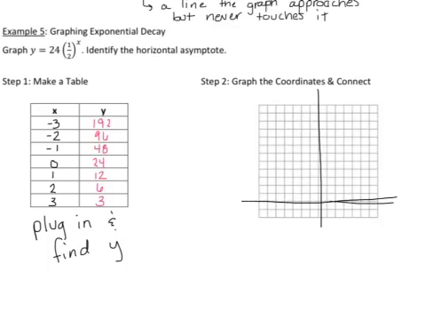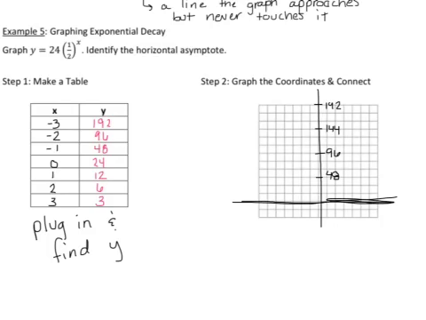Sorry, my graph's a little off. There. Okay, and make every third block 48. I think that works out well. 48, 96, 144, 192.